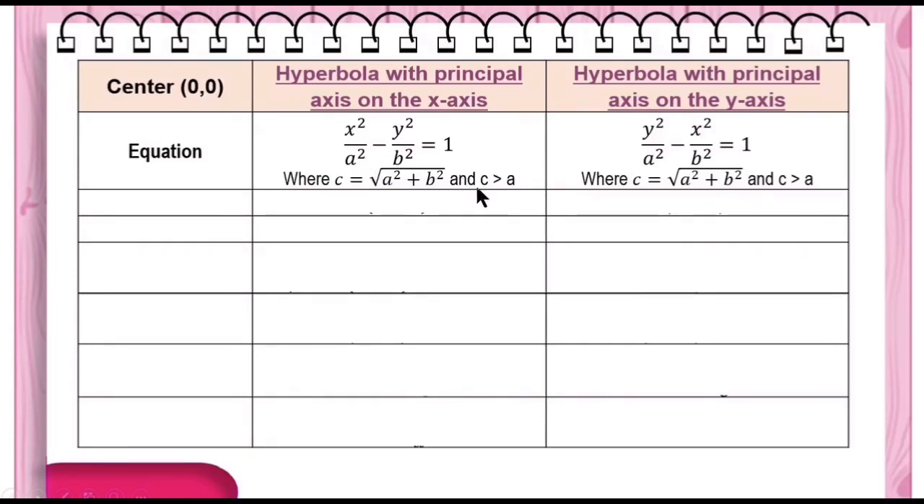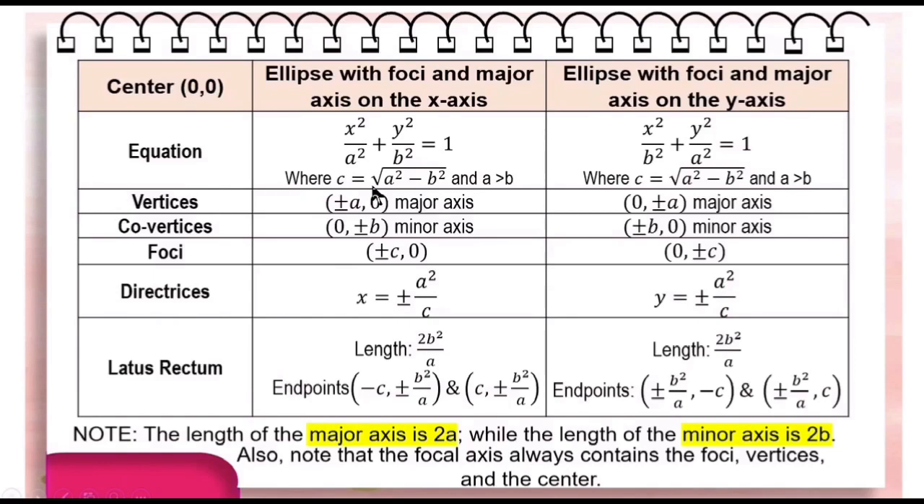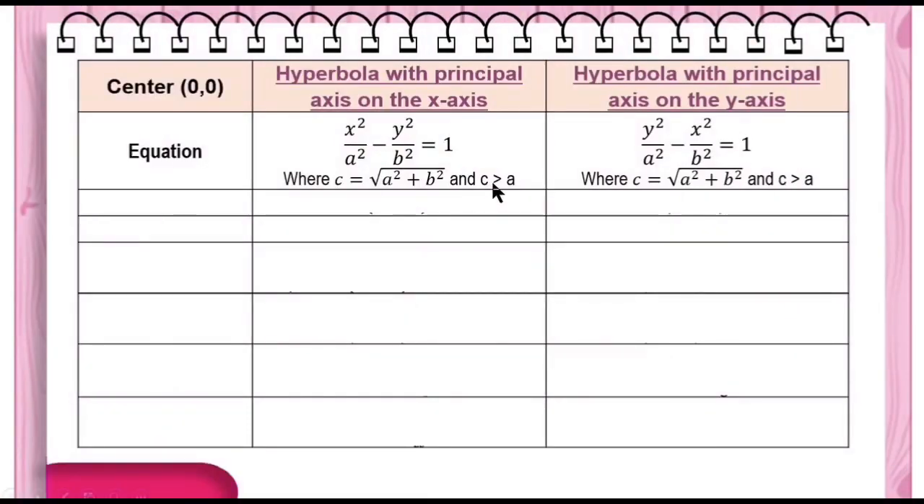Here, C is now greater than A. And the formula in finding the value of C is now the square root of A squared plus B squared. Sa ellipse, the formula is C equals the square root of A squared minus B squared. Sa hyperbola ay A squared plus B squared. Dito sa ellipse, mas greater ang value ng A kaysa B at C. Pero sa hyperbola, mas greater na ang value ng C kaysa A at B.